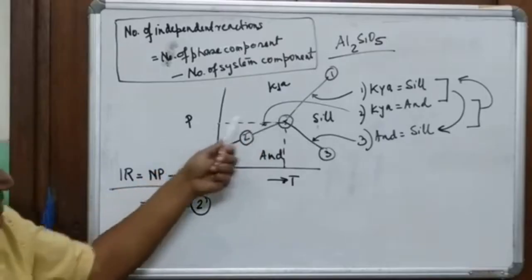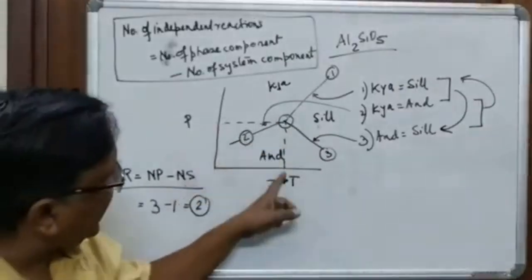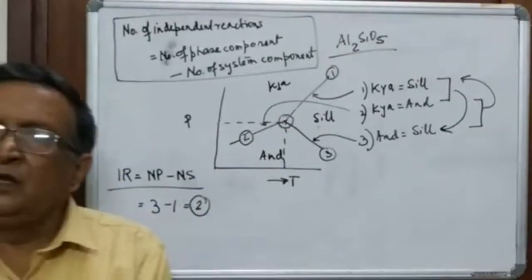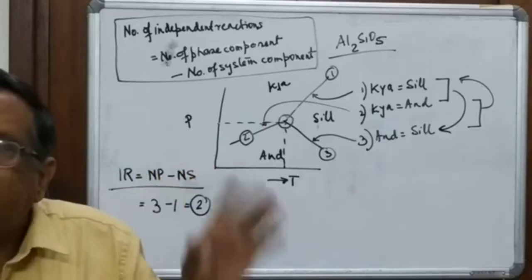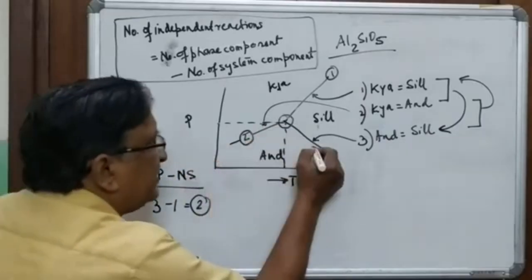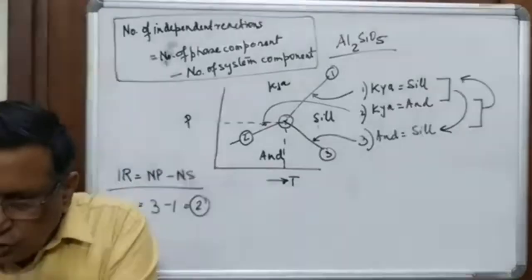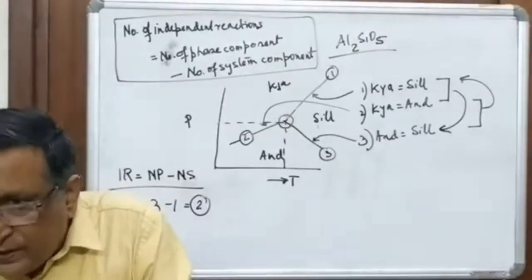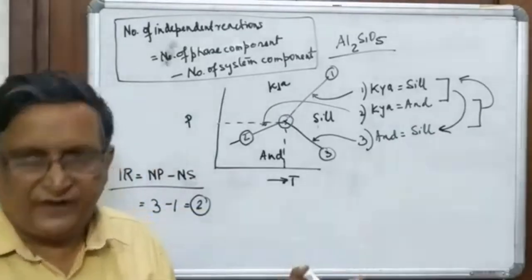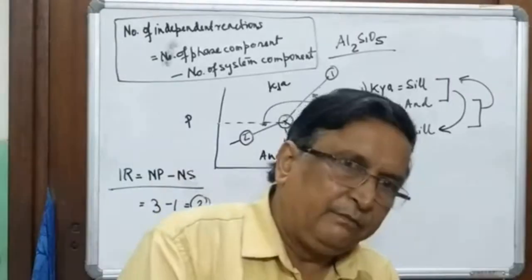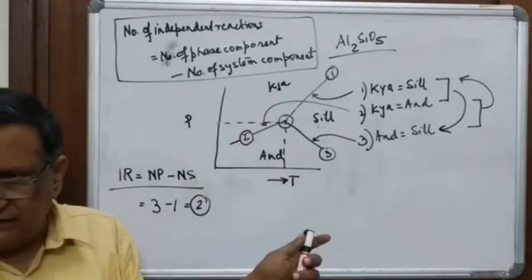And what are the variables here? Because it's a pure phase, the variables are pressure and temperature. The number of variables are 2 here. Pressure and temperature. Here it's fixed, but how will you find it? 2 variables need to be found out. So you have 2 reactions. 2 reactions means 2 equations. With 2 equations, you can find out 2 variables. Pressure and temperature. There is no other variable.